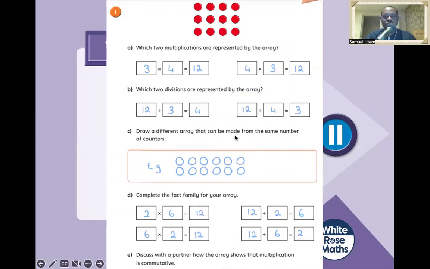And then draw a different array that can be made from the same number of counters. Yeah, it can be 2 by 6. And then here, complete the fact family for your array. So by now, you should know how to write the fact family.